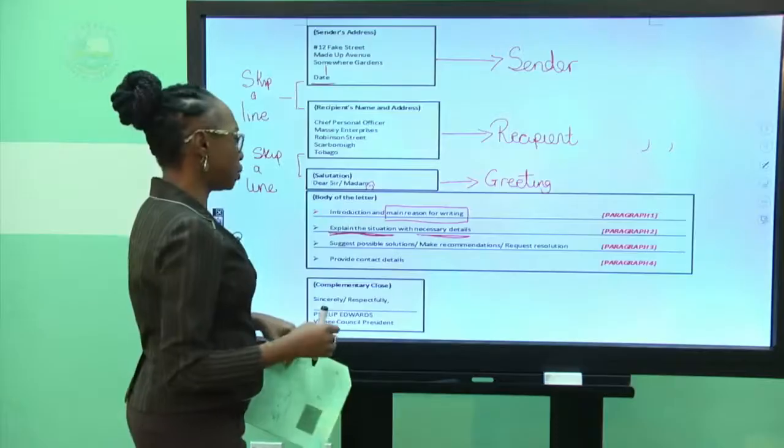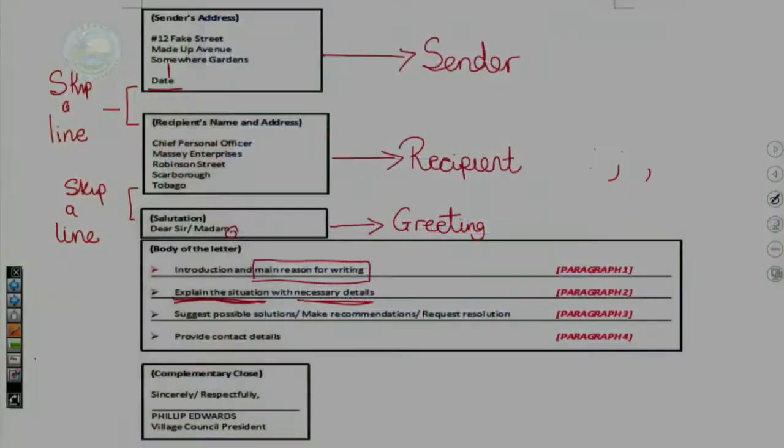Suggest possible solutions. Don't let the letter just be about a complaint that this went wrong and you want them to fix it. Provide solutions. Make some suggestions. How can this be resolved? What can happen? Make recommendations. Request a resolution. Because again, you want content. You want a healthy letter.